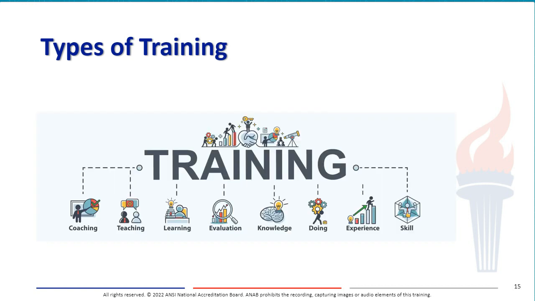There are many different types of training that can be used to acquire necessary competence. This graphic has a few of them, such as coaching or on-the-job training, teaching, such as getting an advanced degree or going to a trade school, learning through reading procedures, attending webinars such as this one, evaluation as in annual performance evaluations or maybe proficiency testing, and then knowledge, doing, experience, and skill. But when it comes to an organization, we need more concrete ways to provide training than these general terms here.